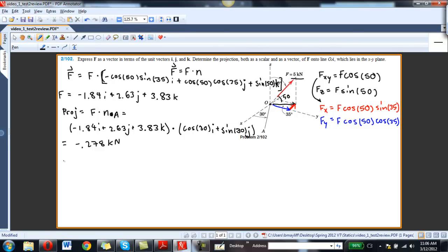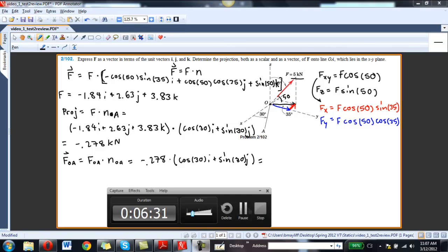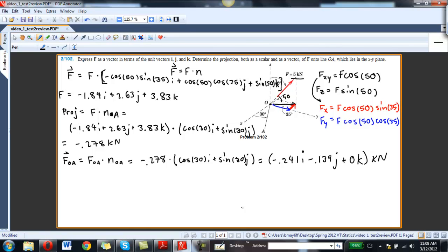So to convert it into a vector, we simply just say F_OA, or projection, or whatever. And that is going to be this dot the unit vector, which is just going to be the same exact thing. So we're just going to have negative 0.278 times cosine 30 i plus sine 30 j, and that will give us that. Just multiplying it out, and that's basically how we solve it.